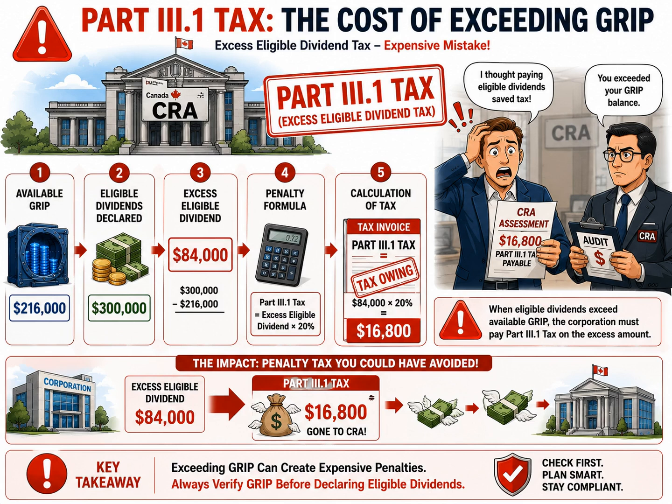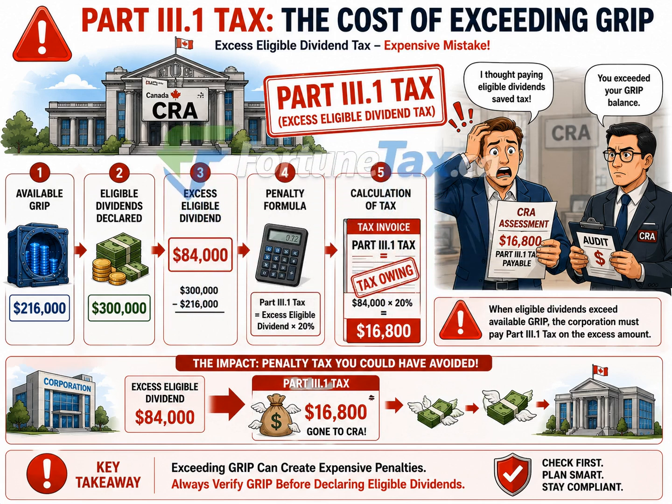Once the excess has been determined, the Part III.1 tax formula is applied. The penalty is equal to 20% of the excess eligible dividend. In this case, we take $84,000 and multiply it by 20%. The result is a Part III.1 tax liability of $16,800. And that's a real cost to the corporation.